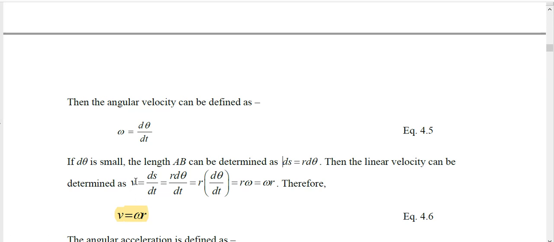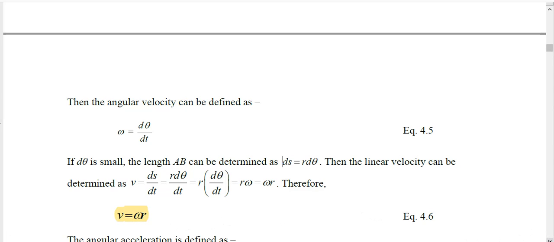Now if we differentiate, v is ds by dt. Ds means the linear displacement, so this time it is v. So ds is r d theta, then if you do the differentiation, finally we get linear velocity equals angular velocity times radius. Here is the calculus we use to derive it. So what is angular velocity? The angular displacement over time. What is linear velocity? Linear displacement over time. What is the connection? Linear velocity equals angular velocity times the radius of the rotation. So we should memorize or note this equation.